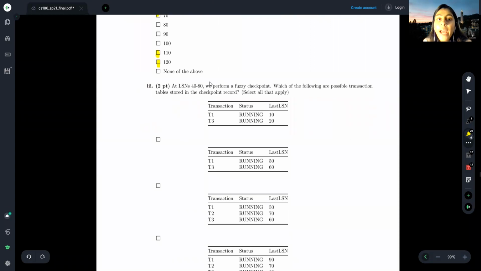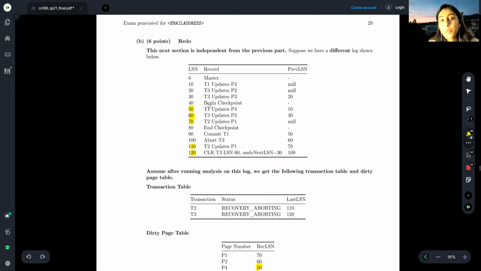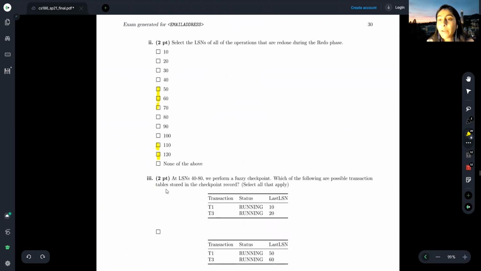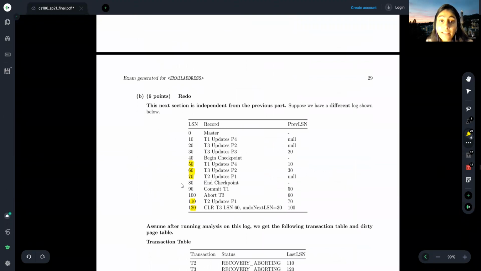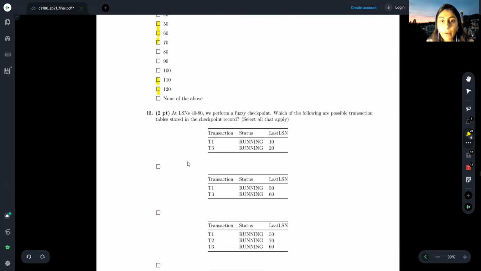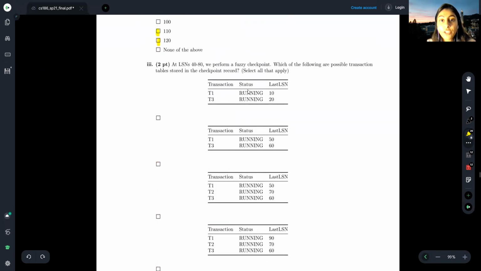In part 3, we have that at LSNs 40 to 80, we performed a fuzzy checkpoint. So which of the following are possible transaction tables stored in the checkpoint table? We're doing fuzzy checkpointing from LSNs 40 to 80. Remember, 40 is where the begin checkpoint is, and 80 is where the end checkpoint is. So right off the bat, we know that we don't expect to see any LSNs which have a value less than 40, because that would violate our checkpoint properties. That eliminates this first option because of this LSN 20.